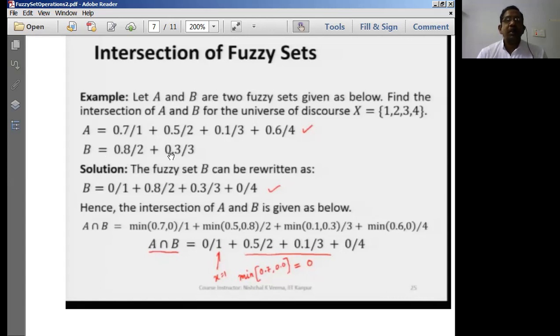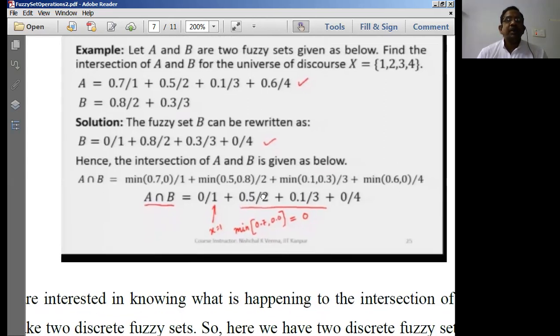Now, what is the belongingness? What is the degree of belongingness for the elements 1 and 4 in B? It is going to be 0. Therefore, we'll write 0 by 1. Same as this, we'll repeat 0.8 by 2 plus 0.3 by 3 plus 0 by 4. Now, we have to perform the intersection of A and B.